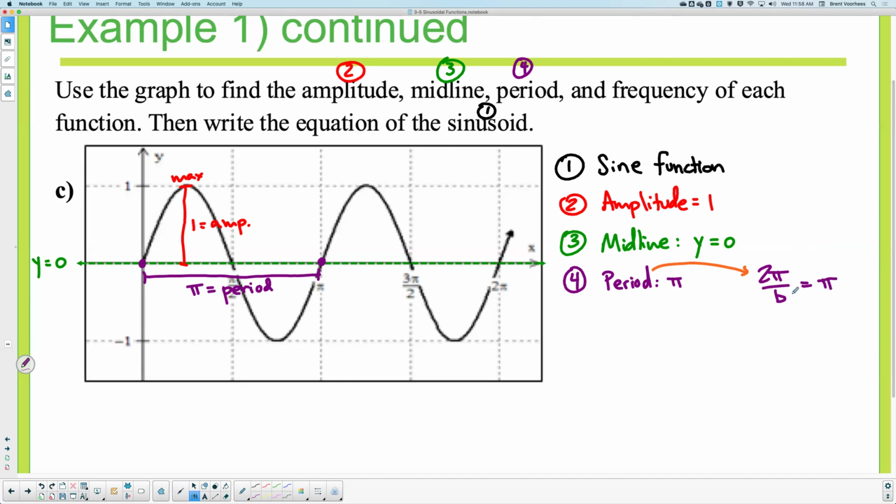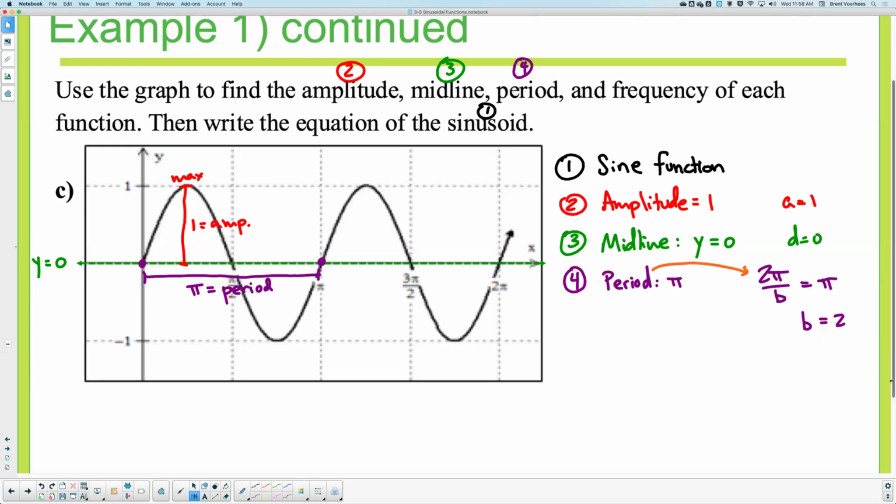This is another one we probably don't need to do the work. I bet you can guess. I forgot to write A here, and I forgot to write the letter D. What does B need to be? B is going to be 2. 2 pi divided by 2 would give us pi. So B itself is 2.